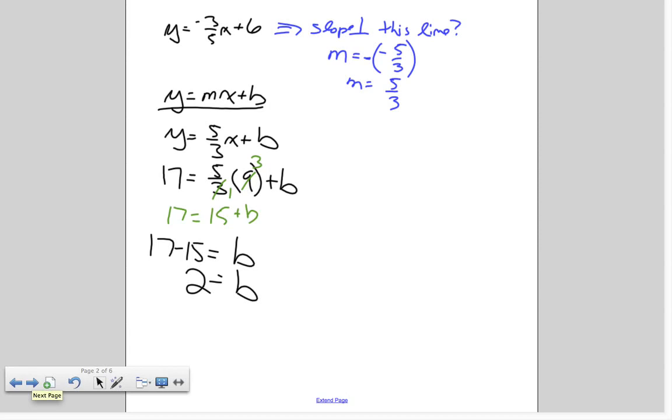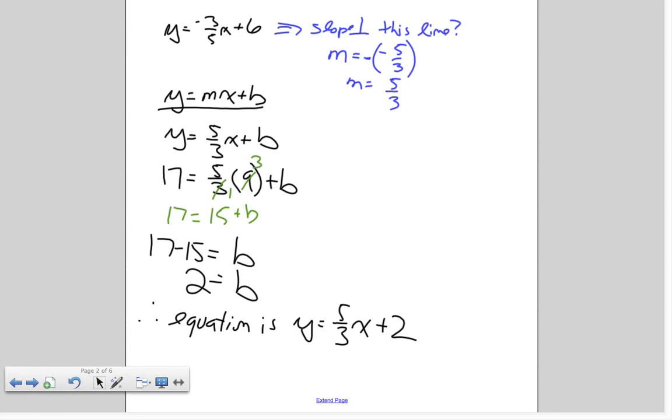So now that we figured out b, our equation is y is equal to, what do we start off over here? 5/3 x plus 2. We already determined the 5/3, and we just figured out that b is equal to 2. So that's the equation of a line that's perpendicular to the other line. Any questions about that?